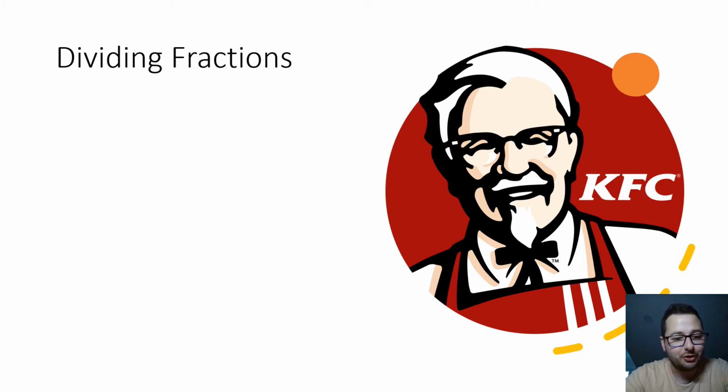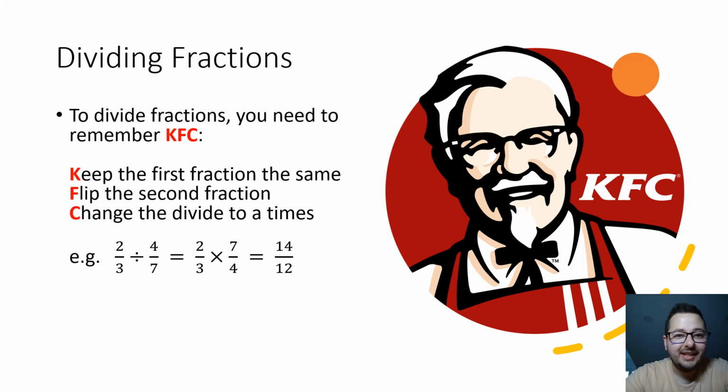Now, there's a reason Colonel Sanders is on the screen, and that's because to divide fractions, you need to remember KFC. So it's a little trick that helps you to divide fractions. So the K means you keep the first fraction the same. F means you flip the second fraction or take the reciprocal, and then C is you change the divide to a times. Okay, so for example, we've got 2/3 divided by 4/7.